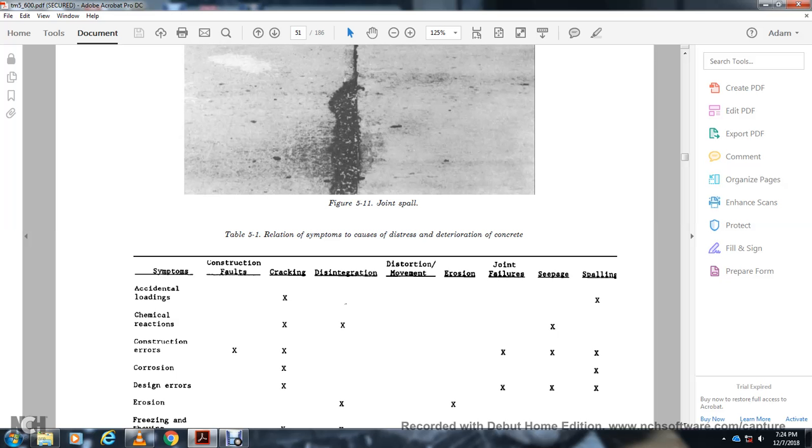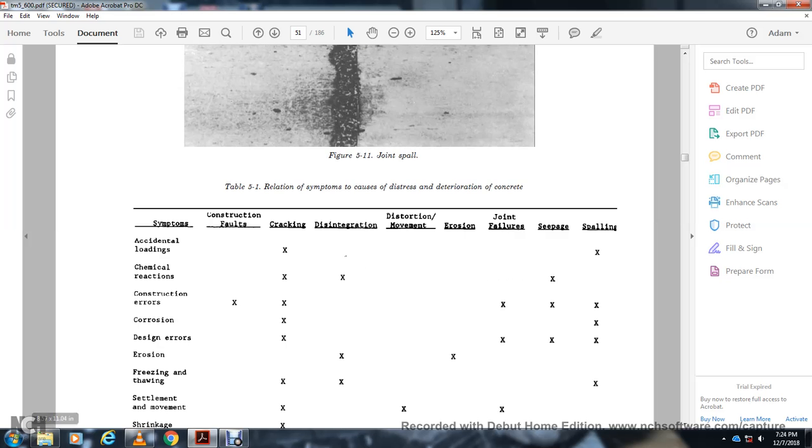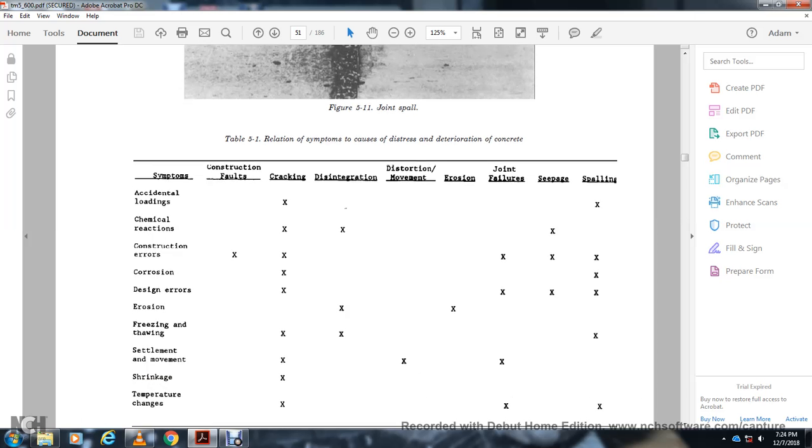Erosion would cause disintegration and erosion, and then freezing and thawing would cause cracking, disintegration, and spalling. Settling movement causes cracking, distortion movement, and joint failure. Shrinkage would cause cracking. Temperature change causes cracking, joint failures, and spalling.